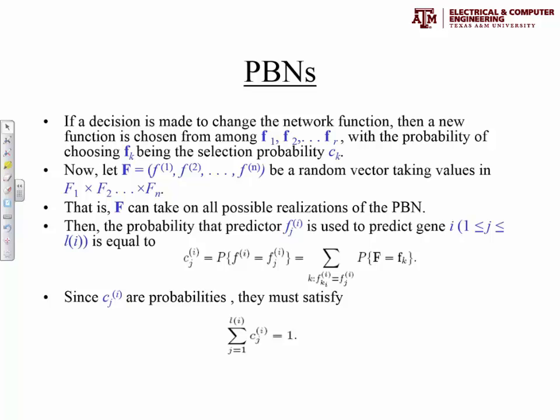So if a decision is made to change the network function, then a new function is going to be chosen from all those R network functions, with the probability of choosing Fk being the selection probability ck.